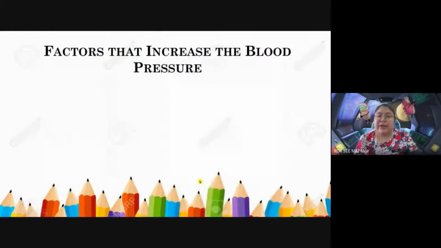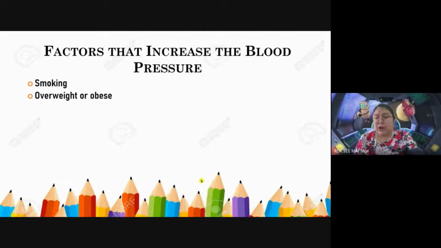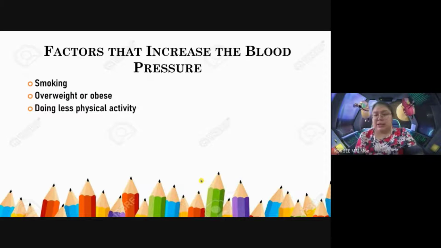Okay, now we see the factors. How to make the blood pressure increase? Okay, first one, smoking. Normally the smoking person, the heartbeat will increase faster. Okay, number 2 is overweight. For the person whose weight is high, or you say obese. Okay, obesity. Okay, number 3 is less exercise. Less exercise in daily life. Okay, this one will increase the blood pressure.